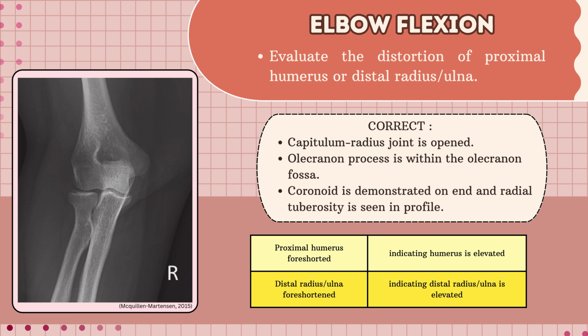in profile. In detecting the flexion of an elbow, if the proximal humerus is foreshortened, it indicates that the humerus is elevated. And if the distal radius and ulna is foreshortened, it indicates the distal radius and ulna is elevated.